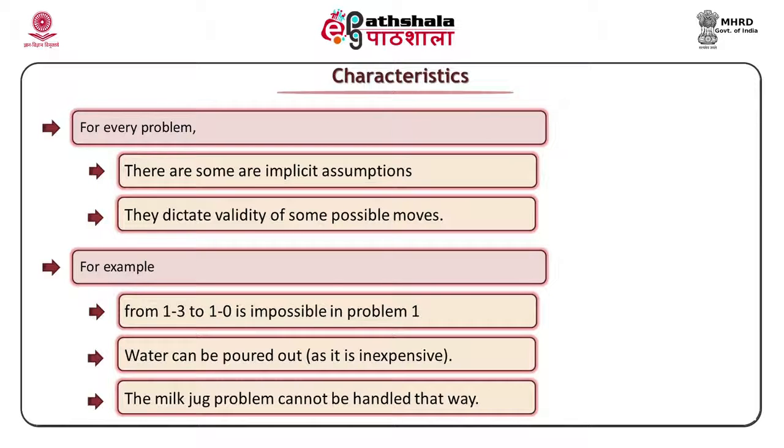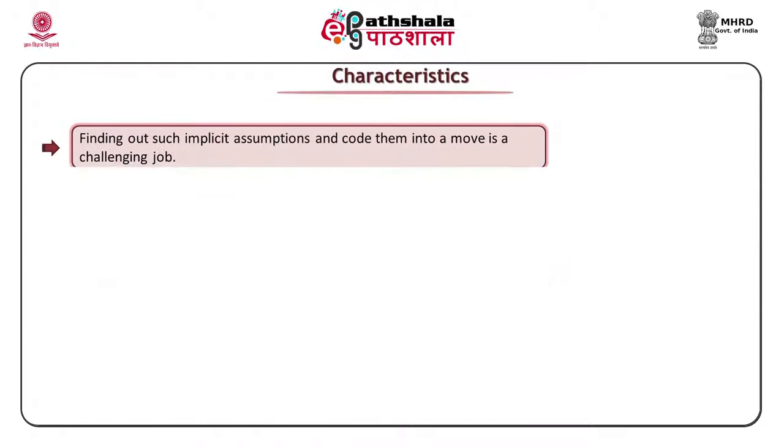There is one example shown in the slide, you better see. 1 3 to 1 0 is possible. Why? You can just pour out 3 out of the jug. In case number 1, it is impossible to do something like that in the milk jug problem. How do you code them?